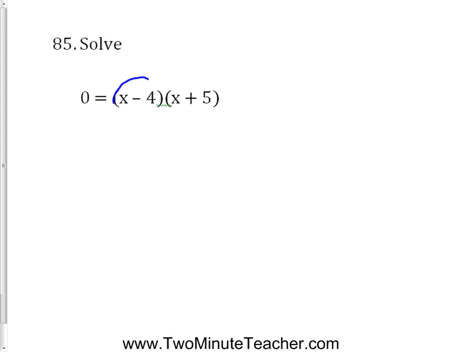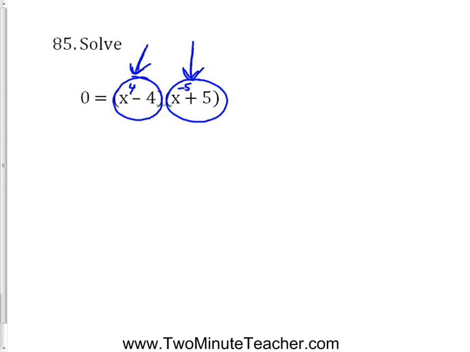Basically, that says that if these two together multiplied equals 0, then either this one must be 0 or that one must be 0. If either one of those things is true, then when it gets multiplied, it'll make 0. So if this part is 0, the only way that could happen is if x was 4. And if this part is 0, the way that could happen is if x was negative 5.